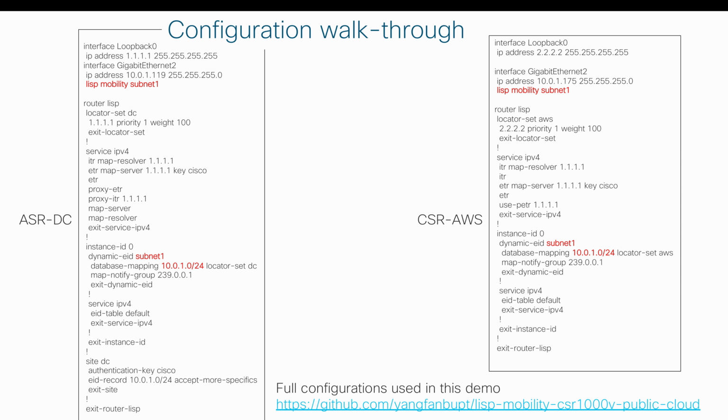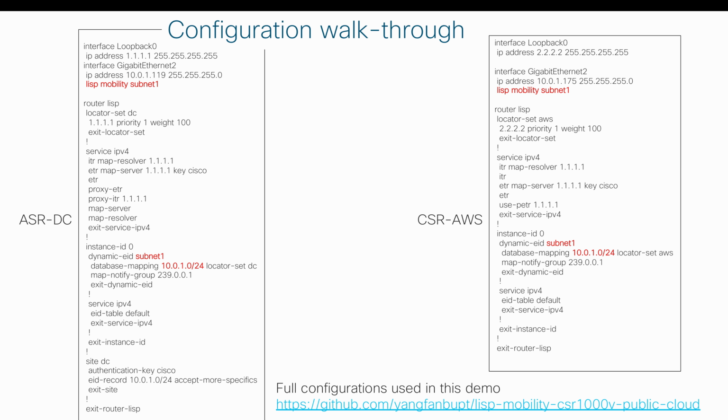And then you need to configure the persona of the router itself. The ASR is running as a proxy XTR, where XTR means ETR plus ITR. So you need to configure the proxy part. And you need to configure it to use the map resolver as itself, and also the map server, which is defined at the end of the configuration section. On the right side, on the CSR in the cloud, it's just using XTR, so you need to configure the ITR and the ETR, and it needs to use the map resolver and the map server, which are configured on the ASR. So you just need to point the map server and resolver to the ASR. And then you have your instance ID.